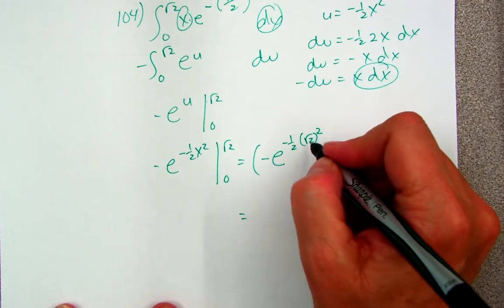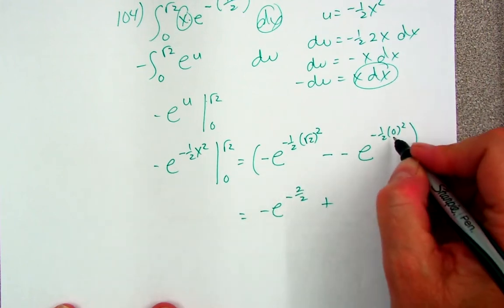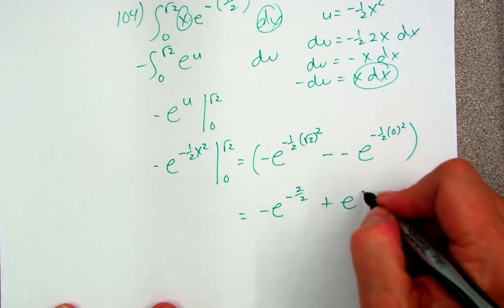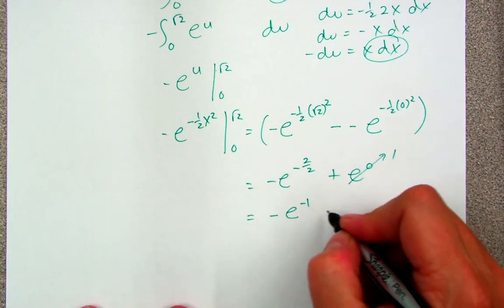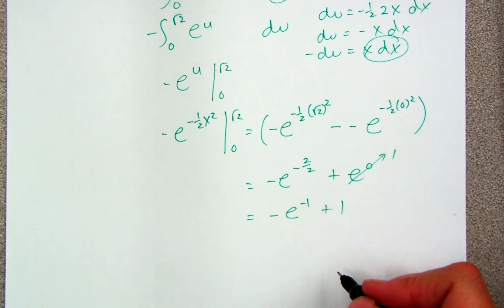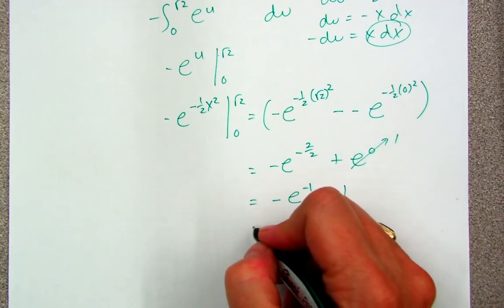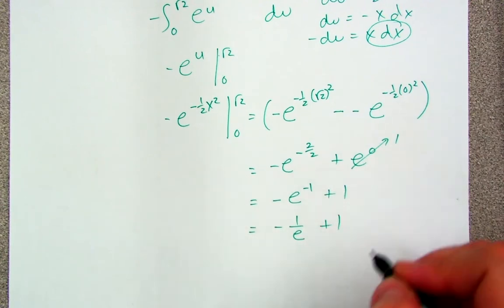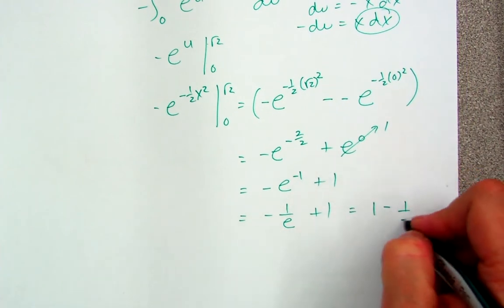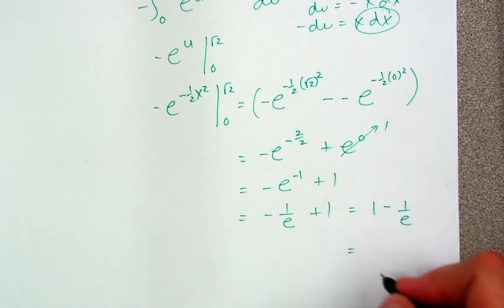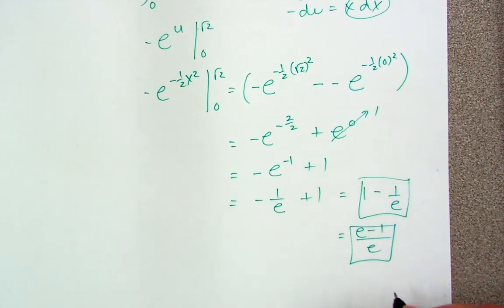Okay, let's see what this looks like. Square root of 2 squared is a 2. So 2 over 2. And 0 times anything is just 0. And negative times negative is positive, right? We know this is now just a 1. Well, that's just negative e to the negative 1 power plus 1. So that's negative 1 over e plus 1. So I'm going to rewrite that. It's 1 minus 1 over e. And if they wanted me to have a common denominator, it would be e minus 1 over e. Both of those are correct.